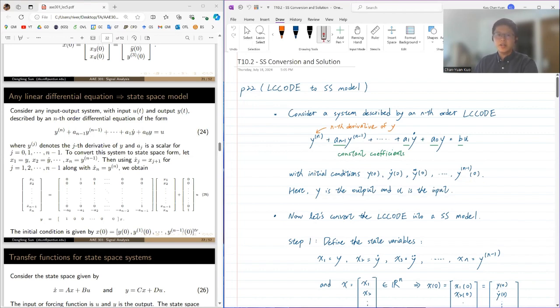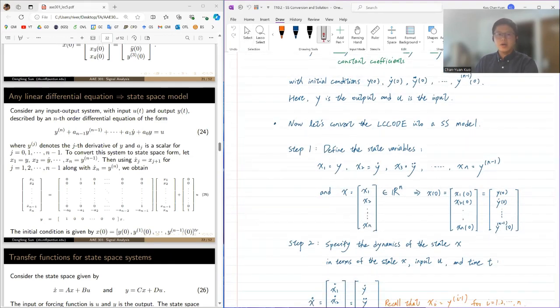Also, notice that there is no time derivatives of the input u in this LCC ODE. Now, let's convert the LCC ODE into a state space model. Step 1, we need to define the state variables. Since this is an nth order LCC ODE, we need to define n state variables.